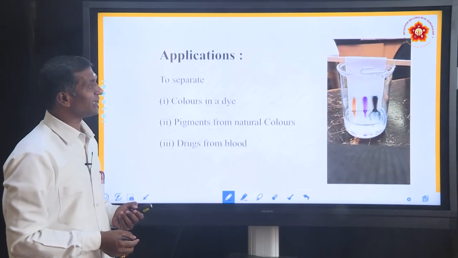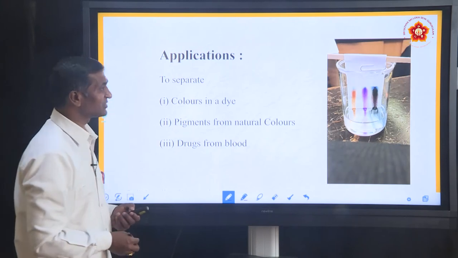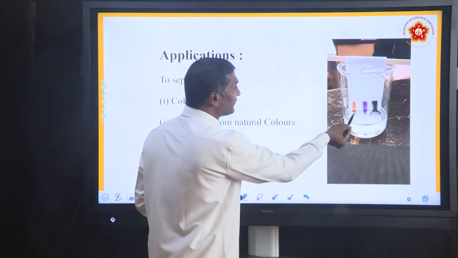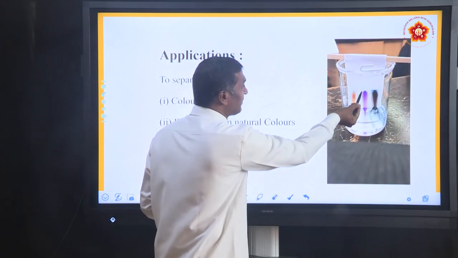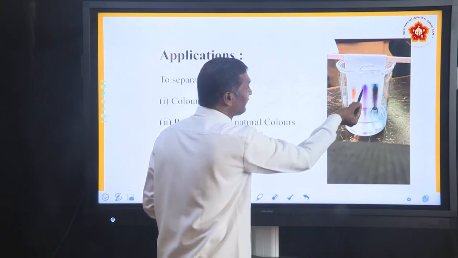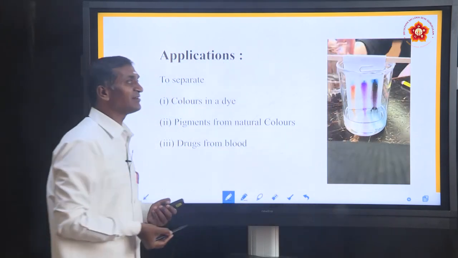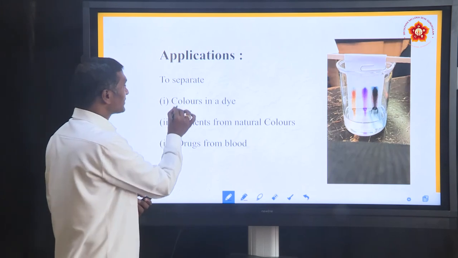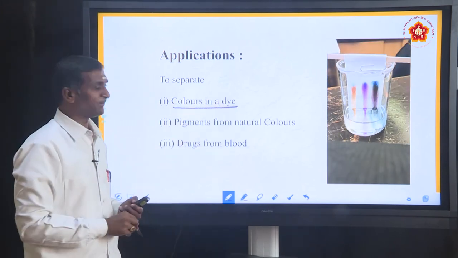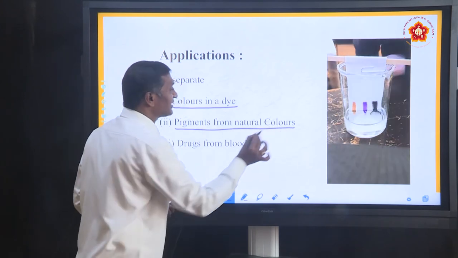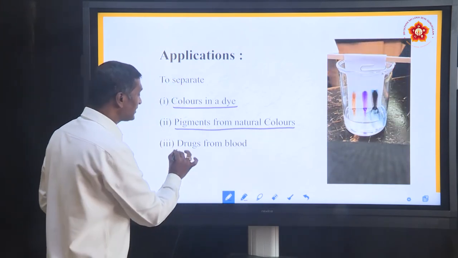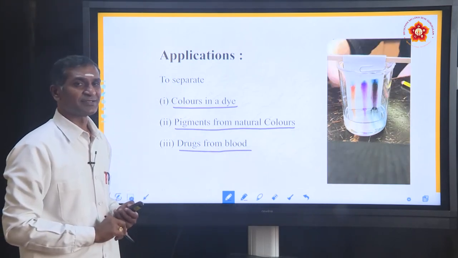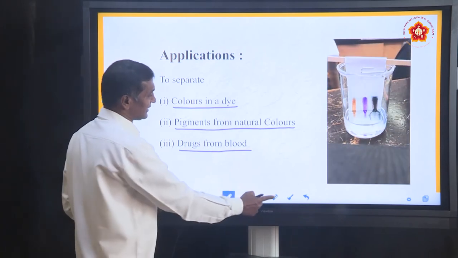You just observe the applications of chromatography. Dear students, you can observe here, there is a single solvent, and many solutes are there, which we can view with the help of the technique by using chromatography paper. So many colors are being separated. Applications of chromatography: to separate the colors in a dye, the pigments from natural colors, drugs from blood. For all these processes, we use the chromatography technique.